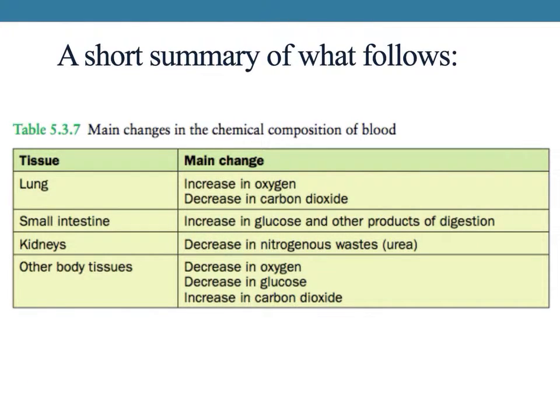So now you understand what's happening in the blood. We need to summarize the changes in the chemical composition of blood as it travels around the body. There's a table here which is a short summary of what I'm about to detail, and this is a good summary to put into your notes, but you probably need to know a little bit more than this. So you might pause here and draw that.